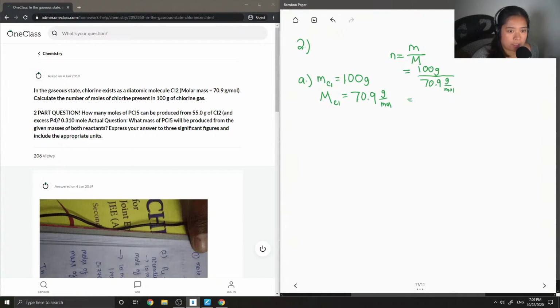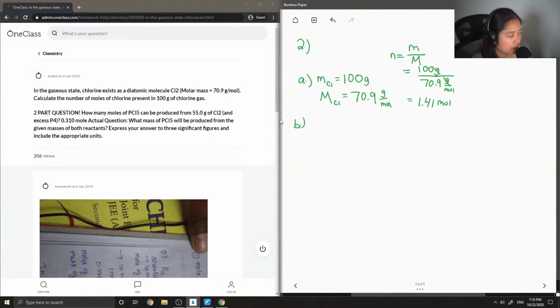And if you forget which one goes on top, the mass or the molar mass, this is when you can double check your units. So your grams should cancel out, and then your moles goes from the bottom to the top. And then this gives us a value of 1.41 moles. That's part A. Part B.